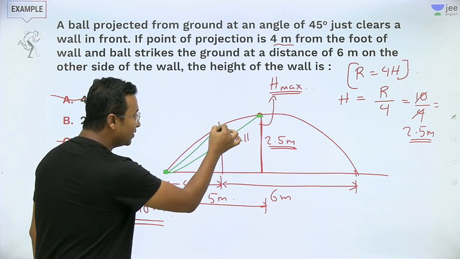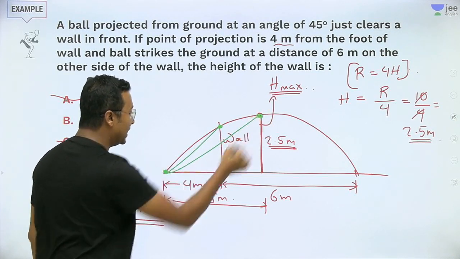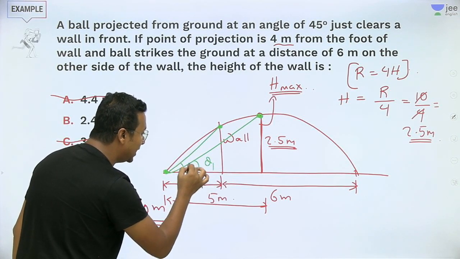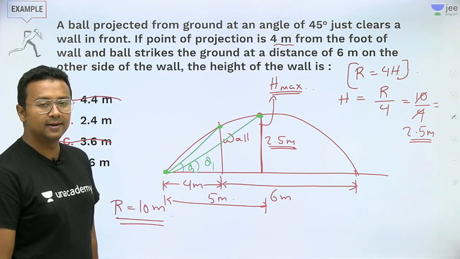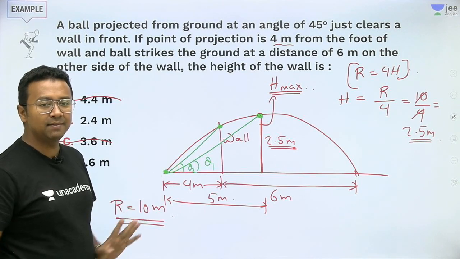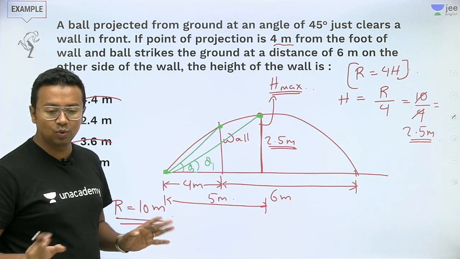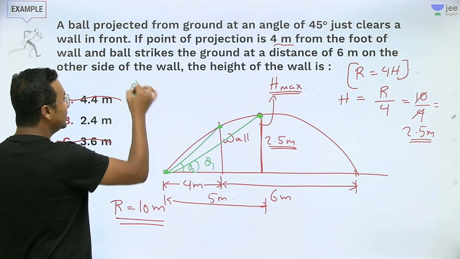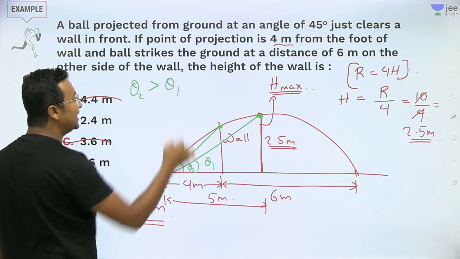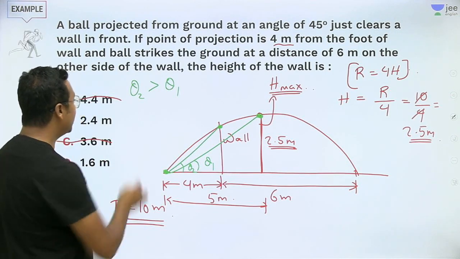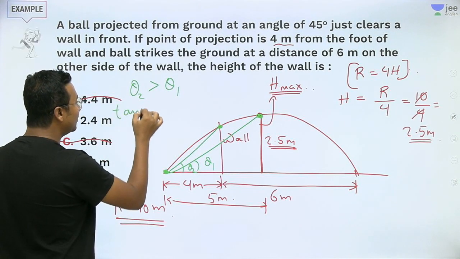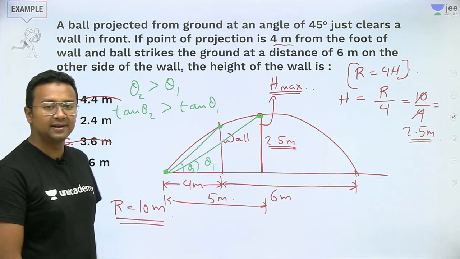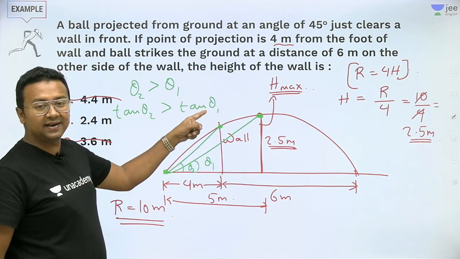See, the top of the wall here and the highest point here. What is this angle? Call it my theta 1. What is this angle? Call it my theta 2. From the diagram, can you tell me what is the relation between theta 1 and theta 2? Theta 2 is definitely greater than theta 1, right? That means tan of theta 2 will also be greater than tan of theta 1, correct?